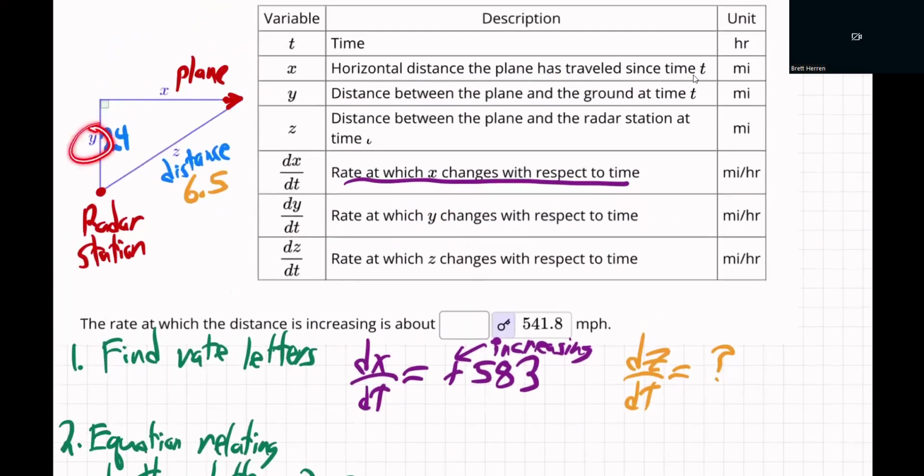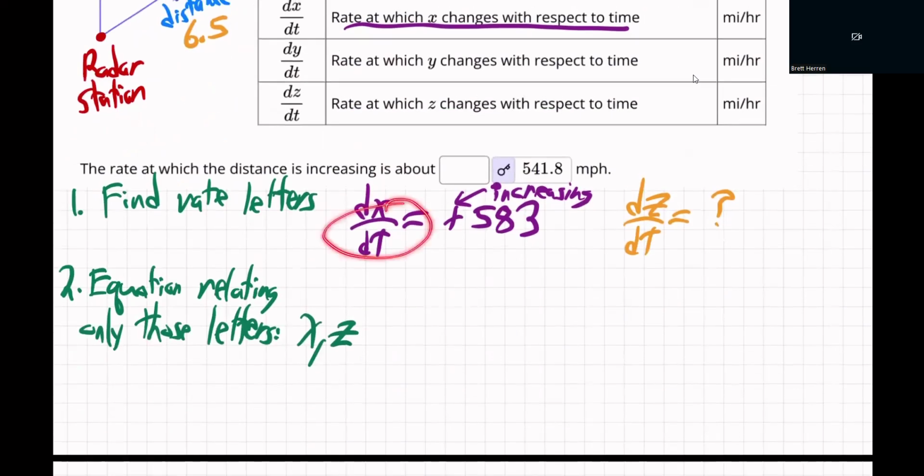So I don't want to use y. I want to use 2.4. And here, do I want to use 6.5? No, I want to use z. Why? Because again, I want x and z.